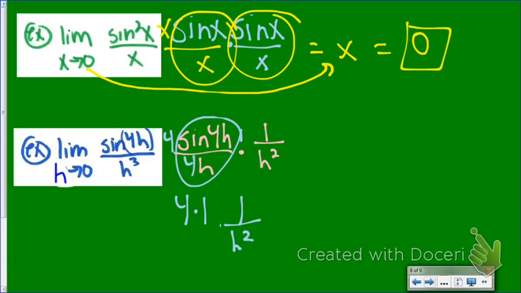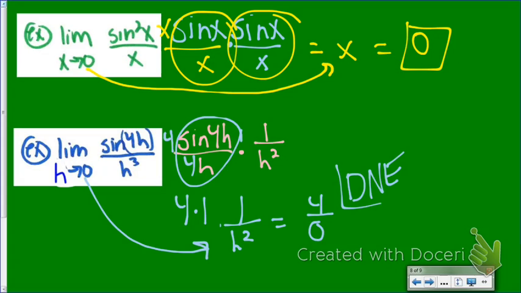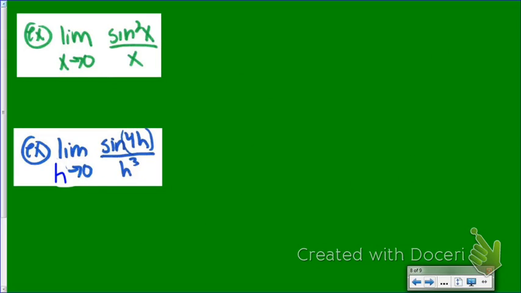Now the problem here is I still need to plug in 0 for h. So I'm going to end up with 4 over 0. And we know if we have a number divided by 0, that's very different than 0 over 0. That means I've got an asymptote of some sort there, so that limit does not exist. So remember, a number divided by 0, that limit doesn't exist. It's very different than 0 over 0.